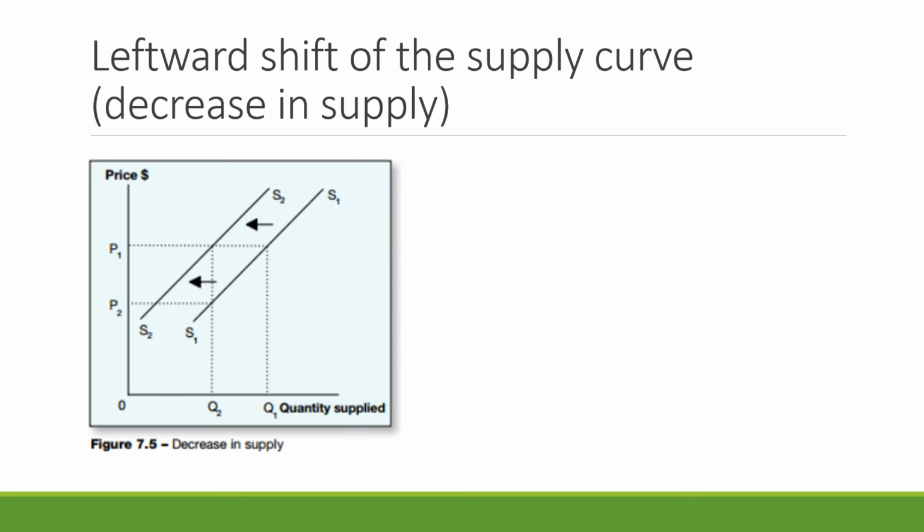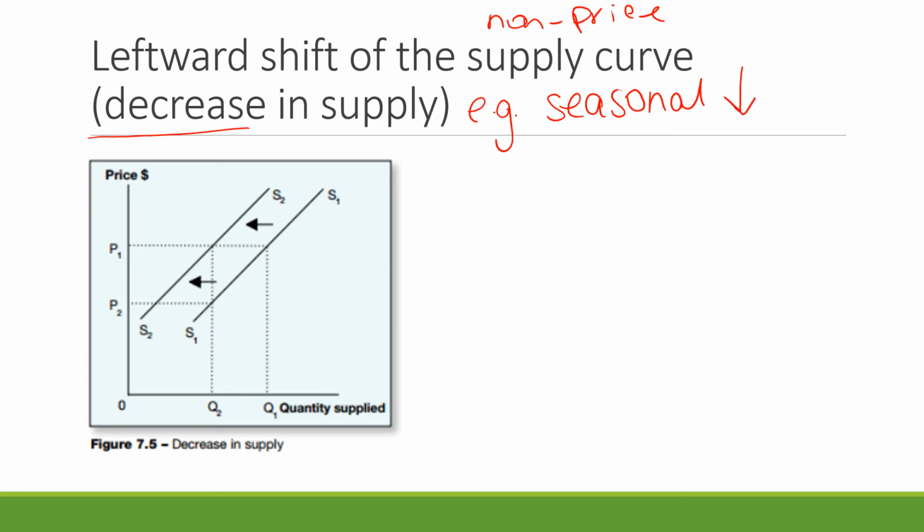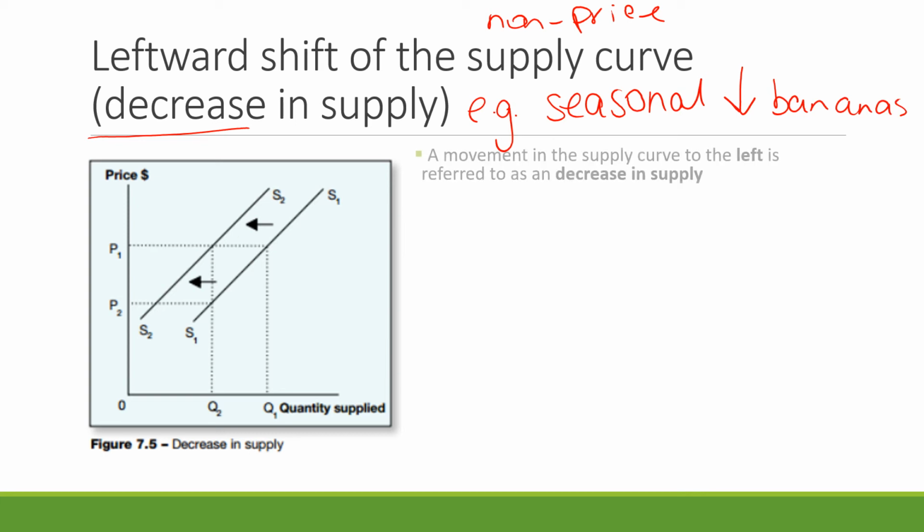Alrighty, so we're now looking at a leftward shift, which is what we call a decrease in supply. Once again, just remembering that we're looking at non-price factors, and the example that we're going to look at today is some sort of seasonal factor that has caused a decrease in supply. So we're going to look at a seasonal decrease in bananas in this example. Because we have a seasonal change that does not favor the growing of bananas, we have a decrease in banana supply in the economy.